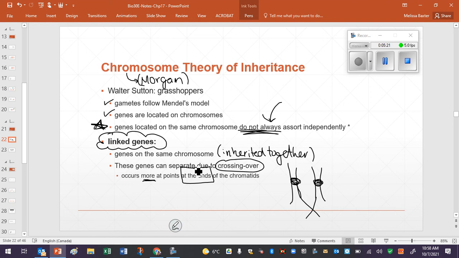So what we're going to practice doing is using some data about crossing over to try to figure out where a gene is on a chromosome. That's why the title of this lesson was Chromosome Mapping. Now this is just the context, the background. Does anyone want to ask anything about this so far?